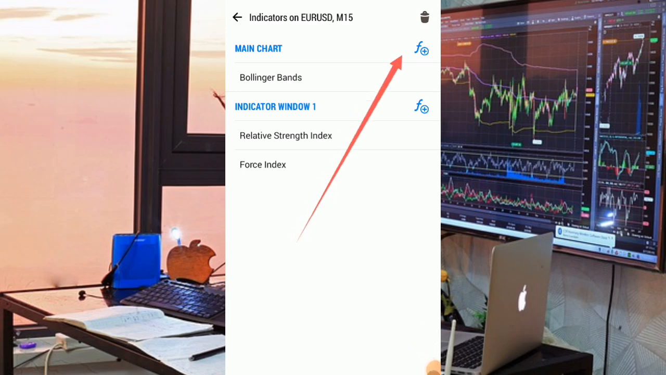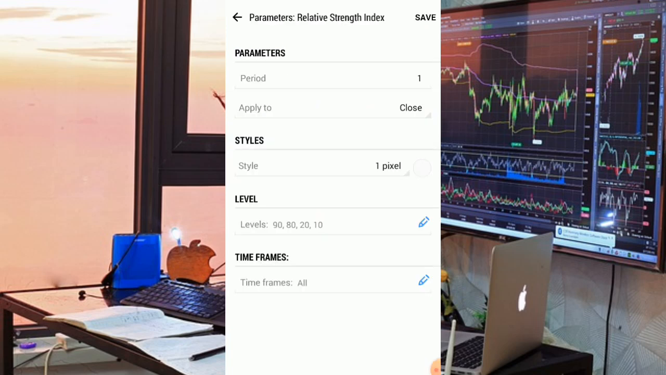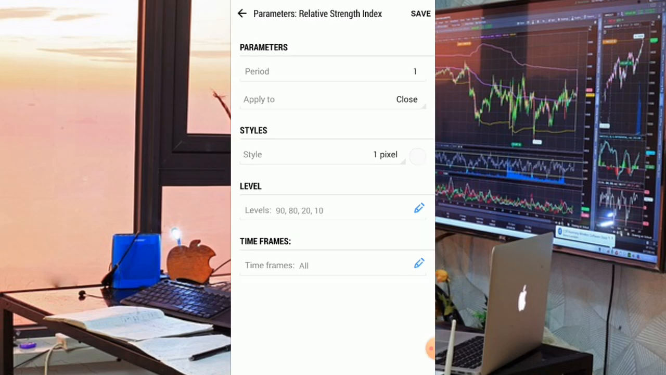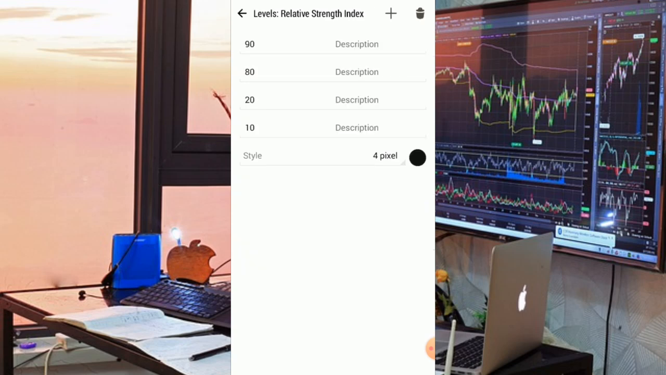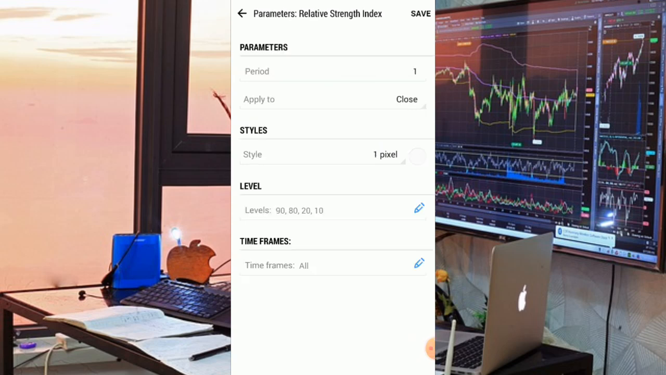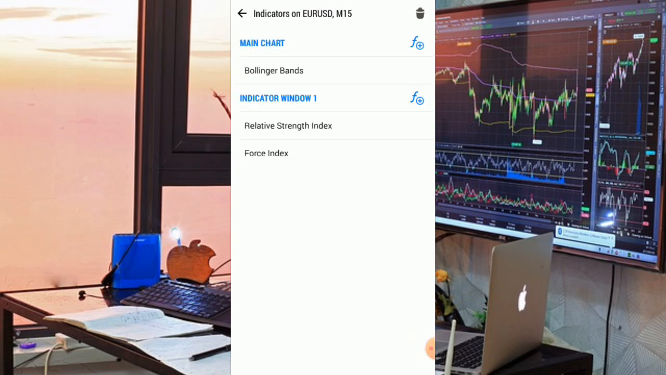Then the next thing we are going to do is come again to the main chart over there, and we are going to go to relative strength index. For the RSI you're going to enter period 1, apply to close, style you can make it white, it's not a problem. And then for the levels, please enter 90, 80, 20, 10, make it 4 pixel and black. If you don't know how to add the numbers, just go up there and you're going to be sorted. Then click save, and then you're going to go to the indicator window 1.